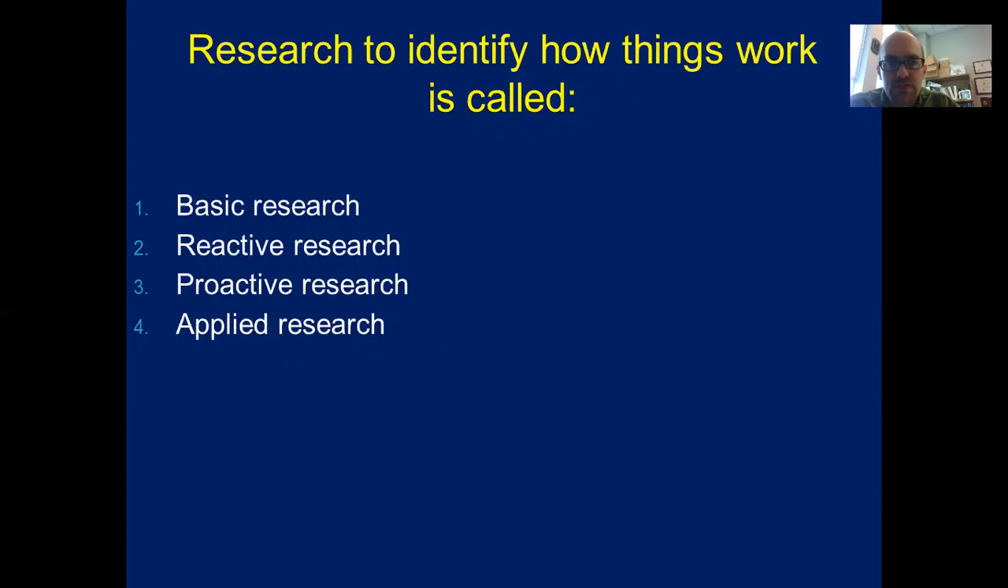Research to identify how things work. So in this case, we're talking about how things work, let's say in the laboratory. So in that case, the correct answer would be 1, basic research. Applied research, you're seeing how things work in the real world.